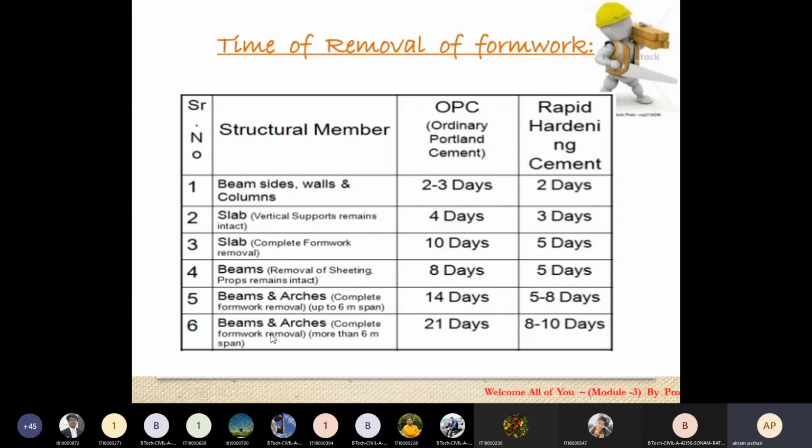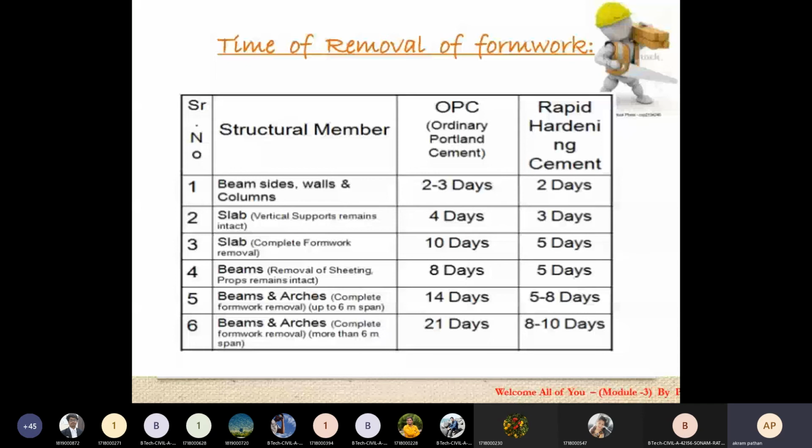Then another element is beams and arches, complete formwork removal with span more than 6 meters. Here the span of the beam and the arches is more than 6 meters. This is a limitation of the removal of the formwork. Then 21 days if the span is more than 6 meters, and in case of the rapid hardening cement it's 8 to 10 days. So this is very important, the time of removal of the formwork, and we should keep it in mind.